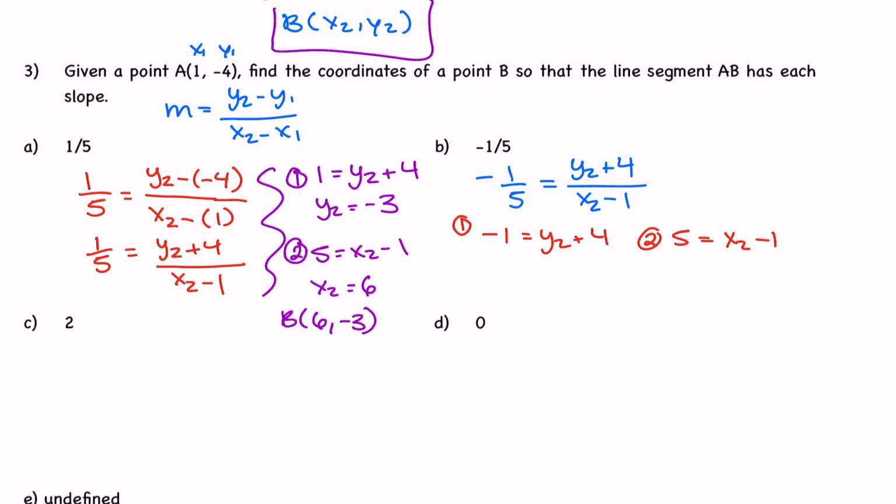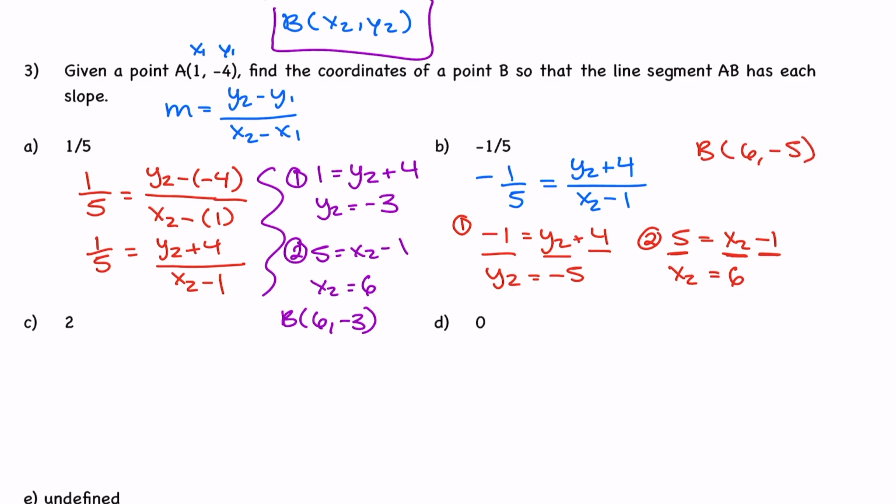To get y2 by itself, we need to subtract 4 from both sides. That gives us y2 is equal to negative 1 minus 4, so negative 5. And for our second equation, to get x2 by itself, we need to add 1 to both sides. So that gives us x2 is equal to 5 plus 1, or x2 is equal to 6. And since B is equal to (x2, y2), we get our point B is equal to (6, negative 5).